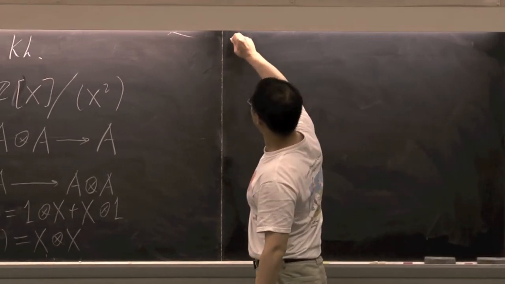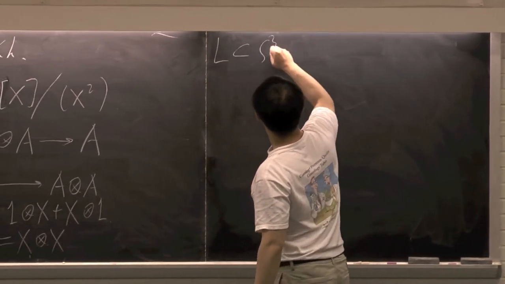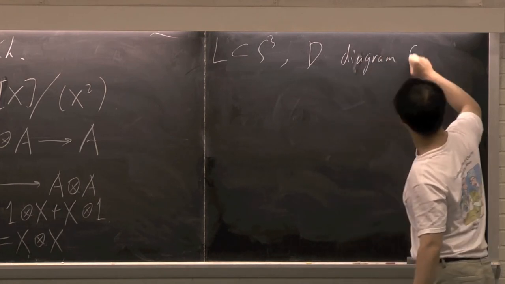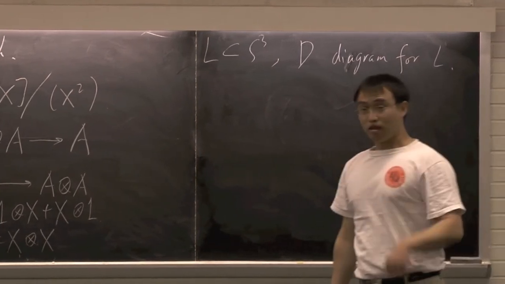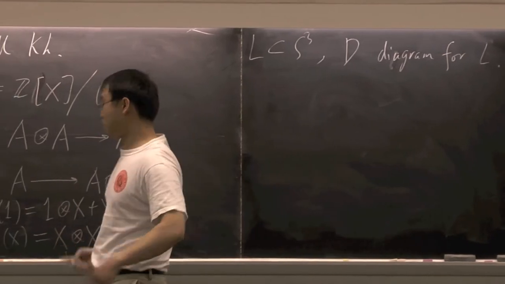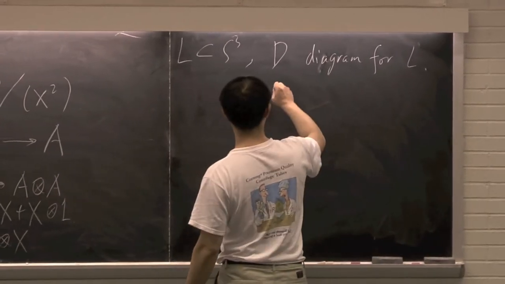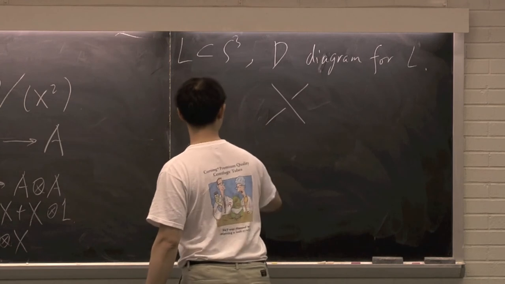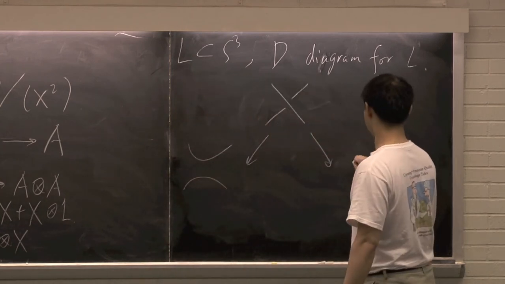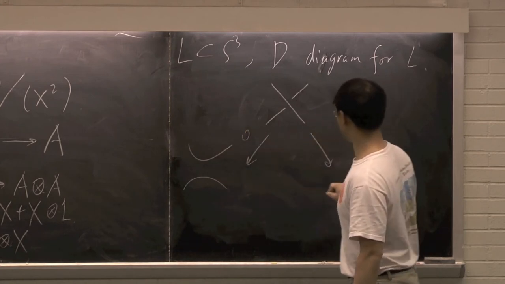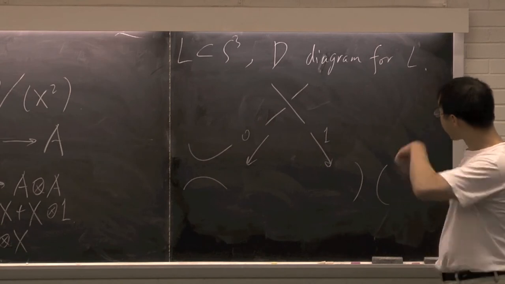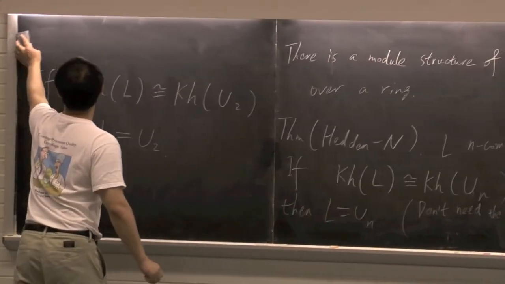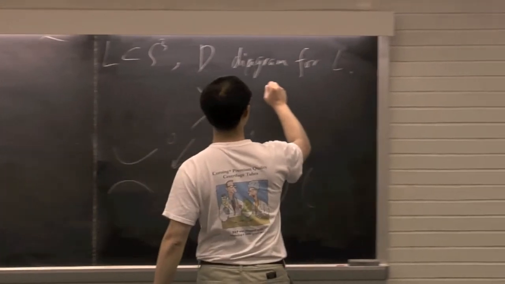Now suppose you have a link L, and D is a diagram. What you do is at every crossing you can resolve the link. Suppose you have a crossing like this, then there are two ways to resolve it. One way is this, and the other way is this. This is called the zero resolution, and this is called the one resolution. So let's say the diagram has C crossings.